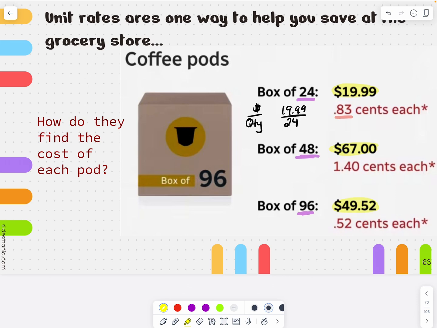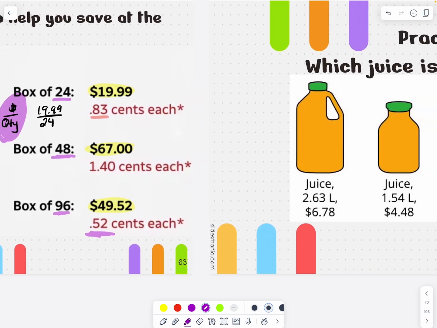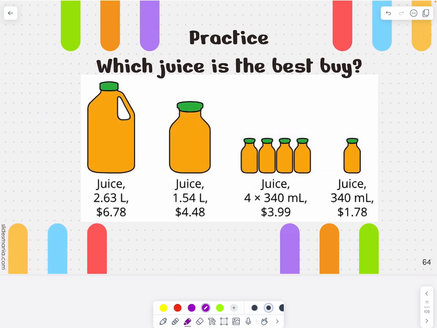How much for one? When you do that calculation, you take the price and divide it by the quantity, you can see that the box of 96 actually has the lowest unit rate, the cheapest unit rate. Even though you're going to pay close to $50, which is a lot more than 20, the cost per coffee is only going to be 52 cents compared to 83. So using that idea of the unit rate to compare and find the best deal, you take the money and divide by the quantity. I want you to pause the video in a moment and try this one.